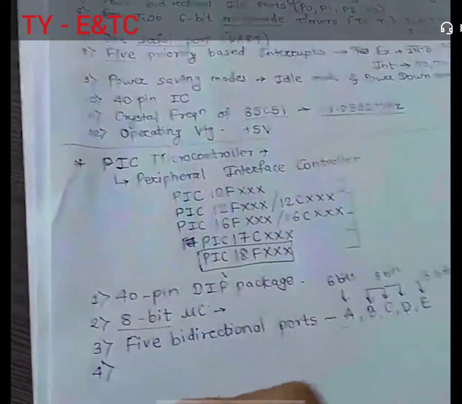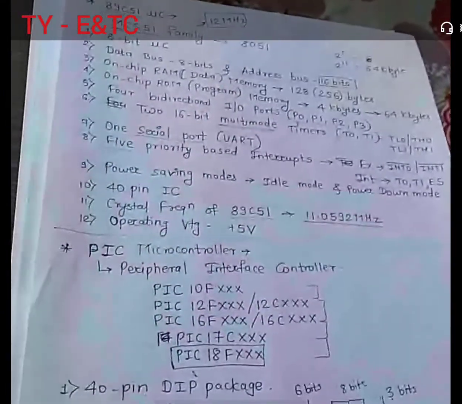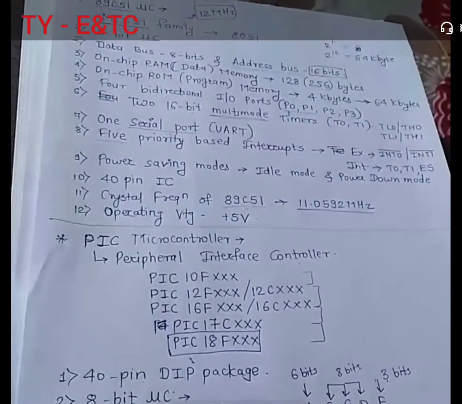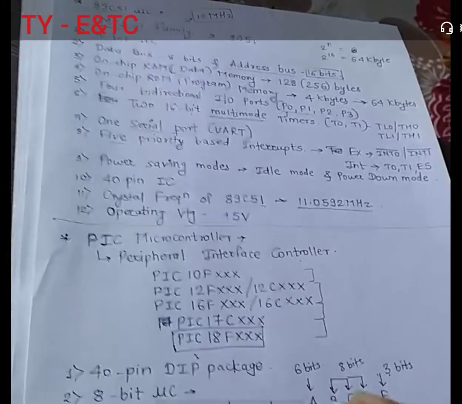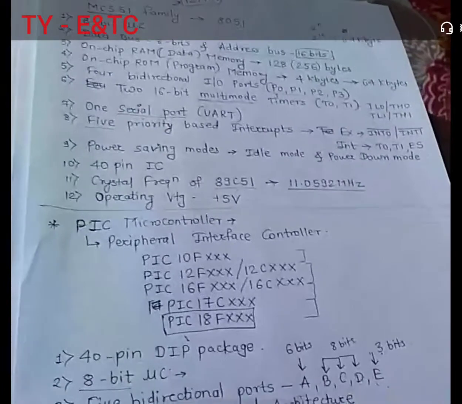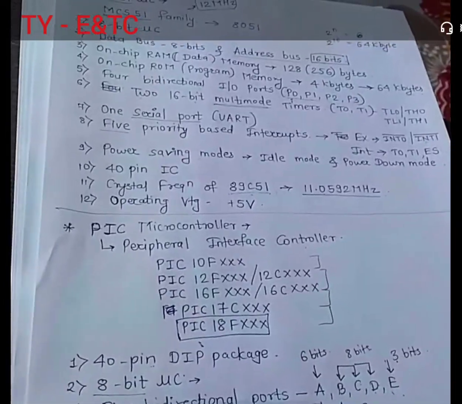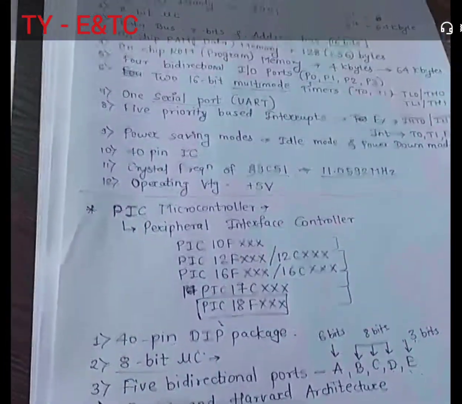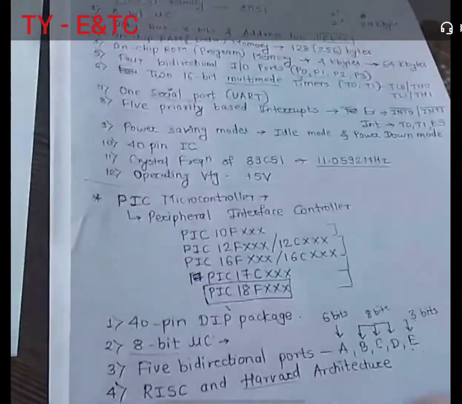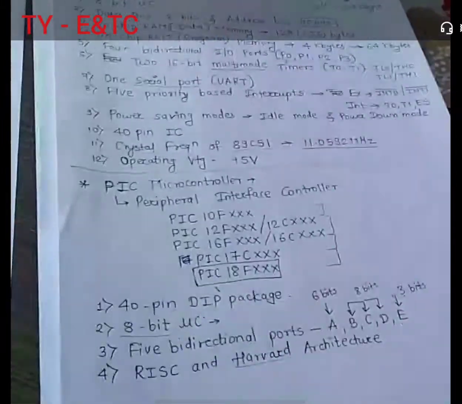Now next is related to its memory. The PIC microcontroller also follows RISC and Harvard architecture, just like the 89C51. We know that in a Harvard architecture, program and data memory are separate. Similarly here in the PIC microcontroller, the program memory is different for storing the program, and the data memory is different for storing the data.